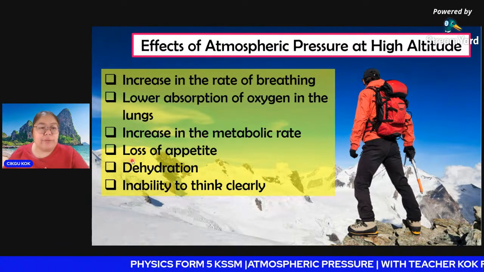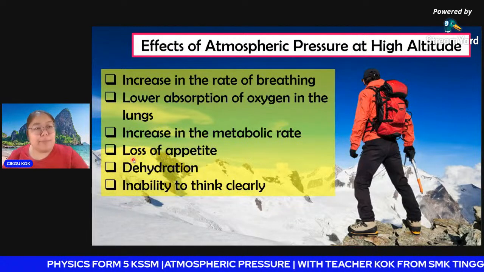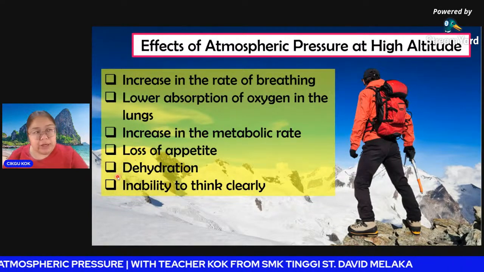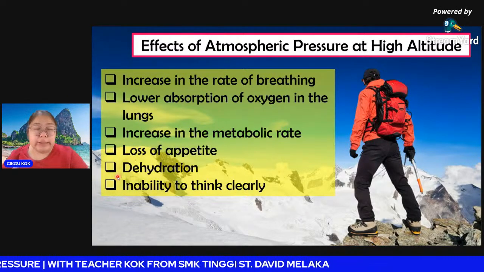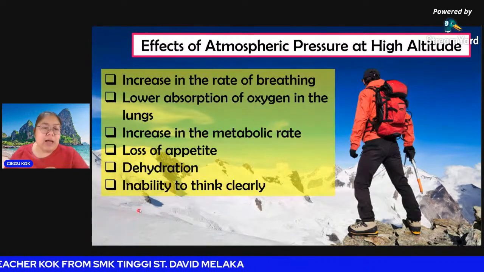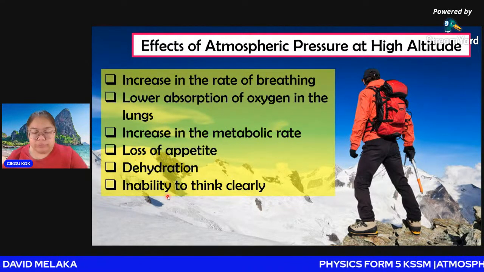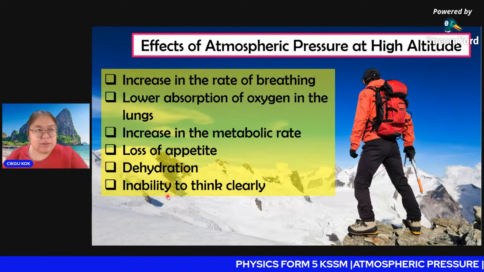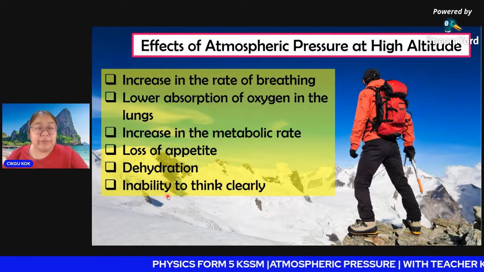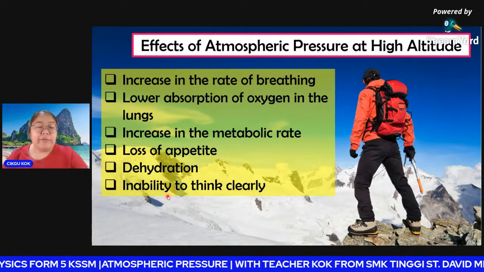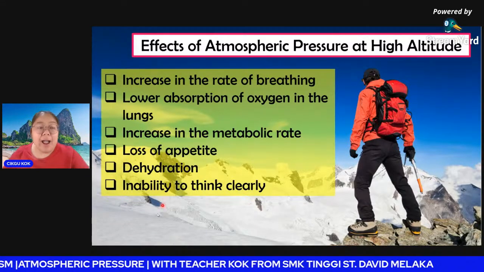Number four, you lose your appetite. Number five, there is dehydration, which means there is not enough water in your body. And the last one is inability to think clearly. That means your brain cannot work very fast, and cannot immediately give the correct answer. So you get a little bit blurry. Those are the effects of atmospheric pressure at high altitude.